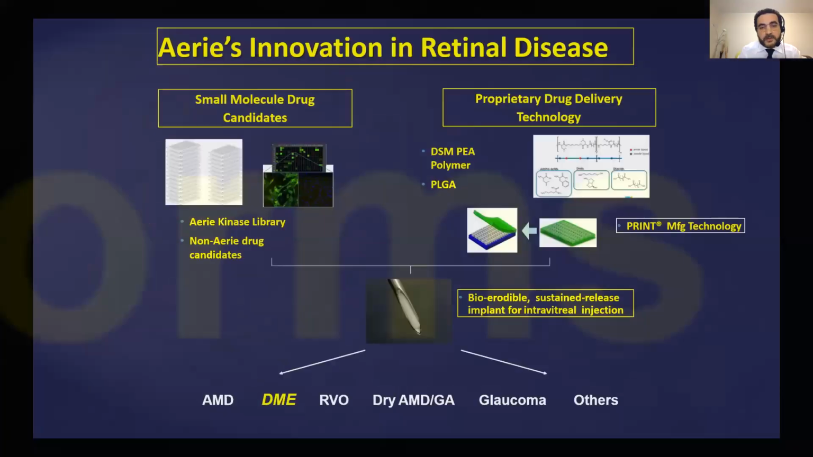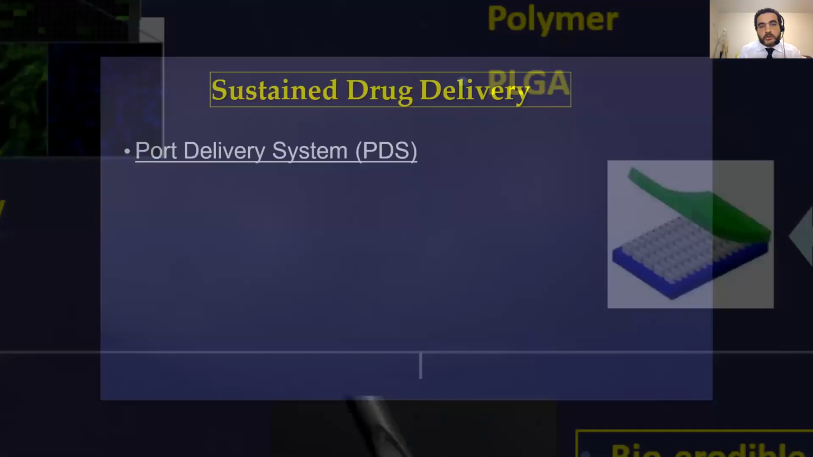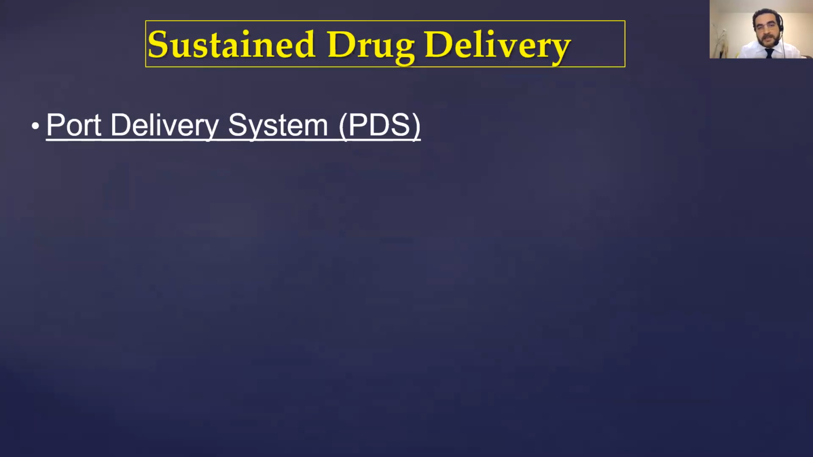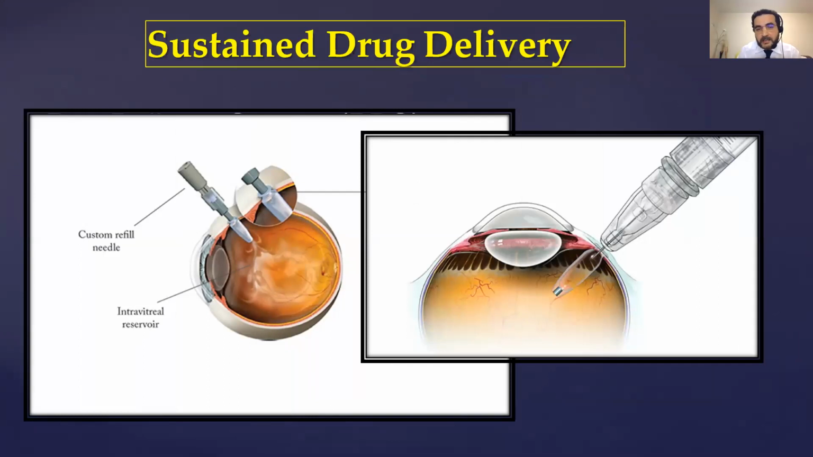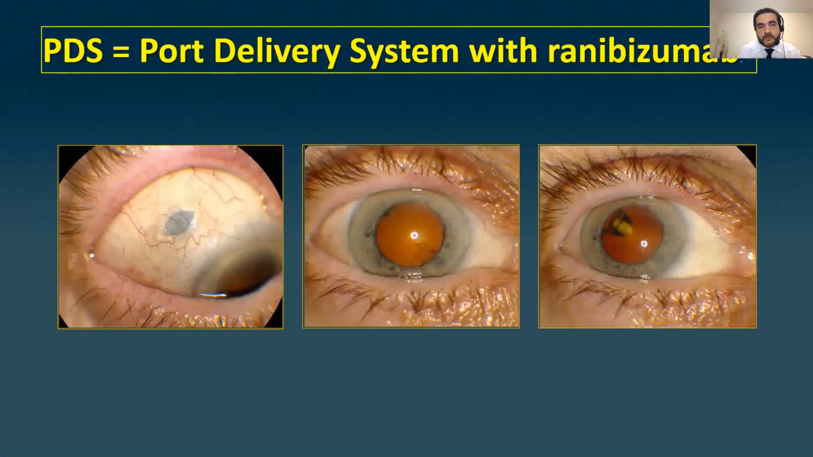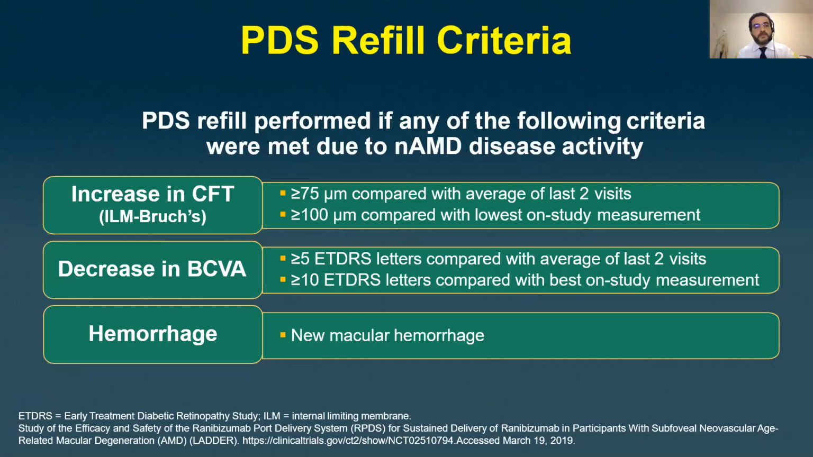Extended release platforms are new and coming to the market now. They are trying to develop a new implant. You all know about the port delivery system, PDS, which I think is about to be available. It's only for AMD for sure, not yet for diabetic, but once it's approved for AMD, I think it will be applied for diabetic. This is a case of the PDS. It's called the Ladder trial, and it's phase 3 now, not phase 2.